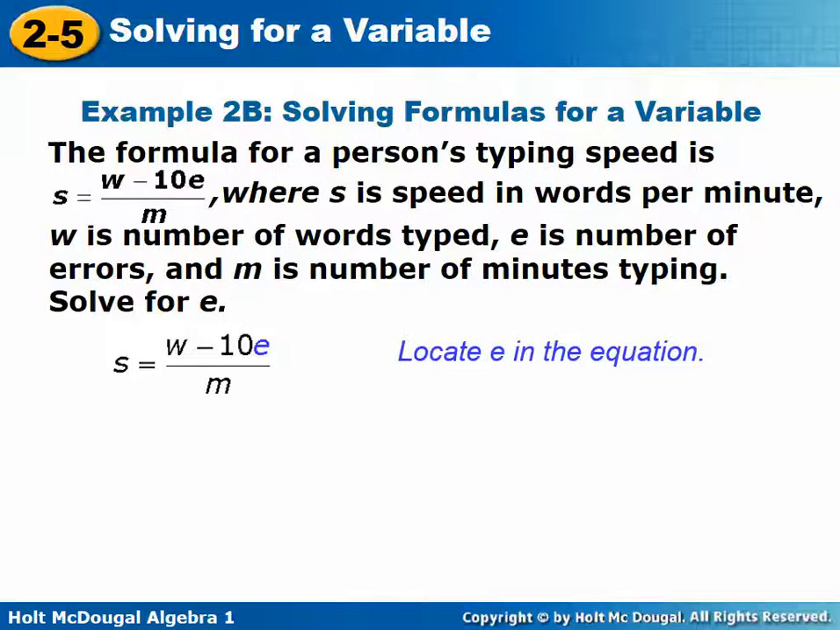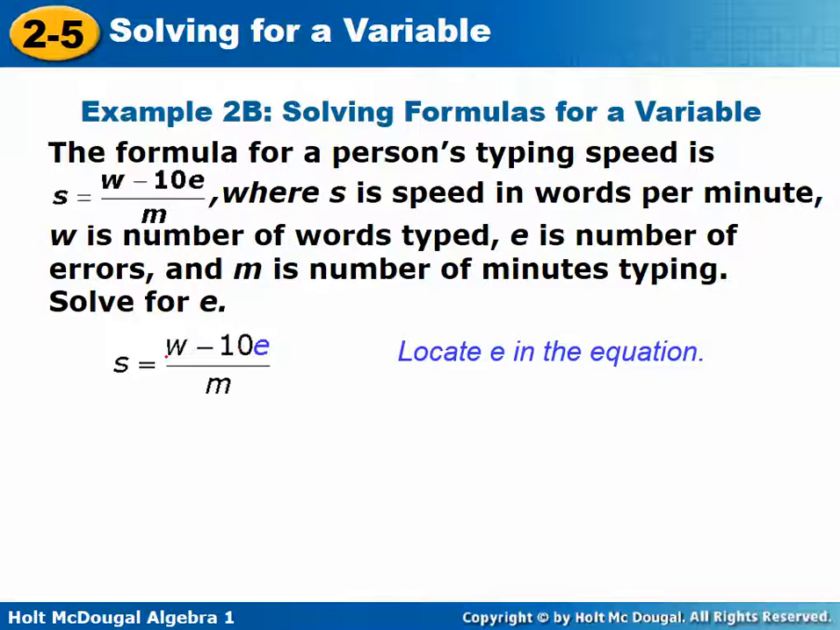So we are going to solve for e. We want to know how many errors this person had if this is the other information. So here's e over here. What's being done to the e? So much stuff. We have 10 being multiplied to it, right?